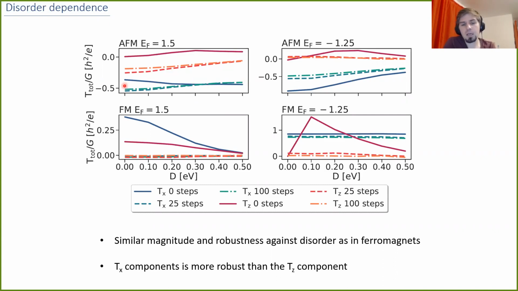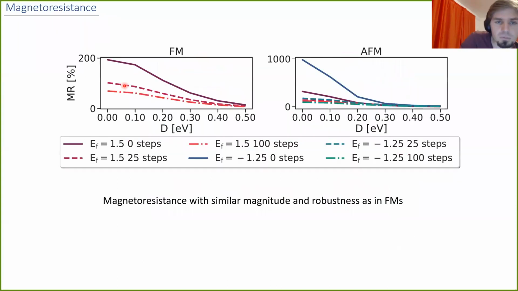And we see, in agreement with the ferromagnets, that the Z component is more sensitive to disorder, and the in-plane component, which would be described by the anti-damping and self-induced torques, is more robust.